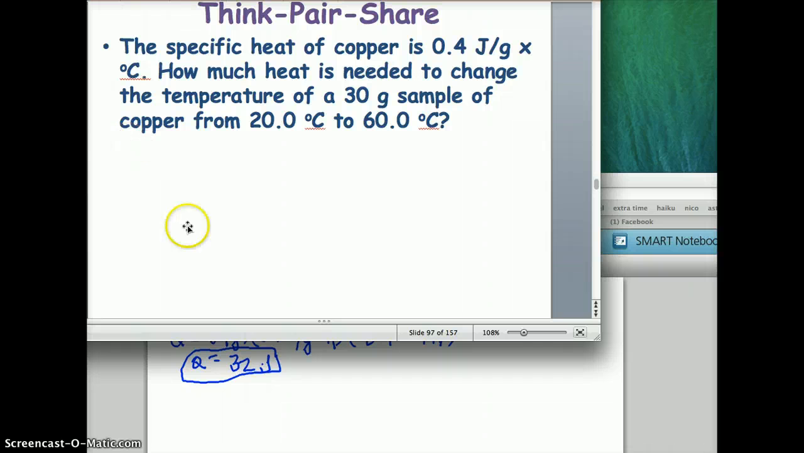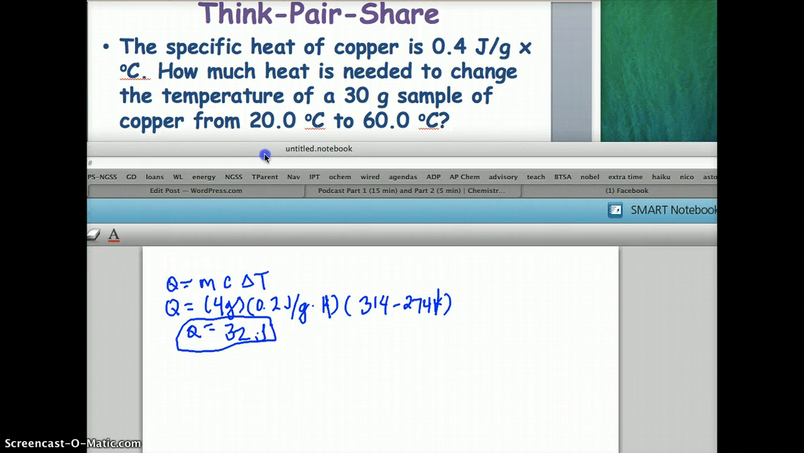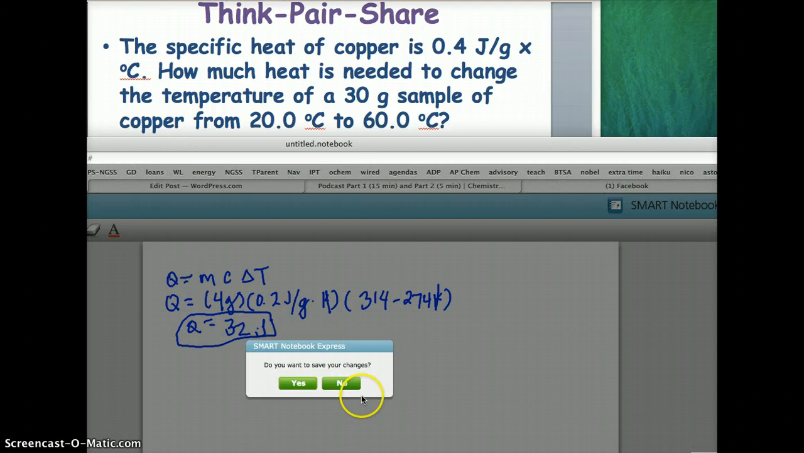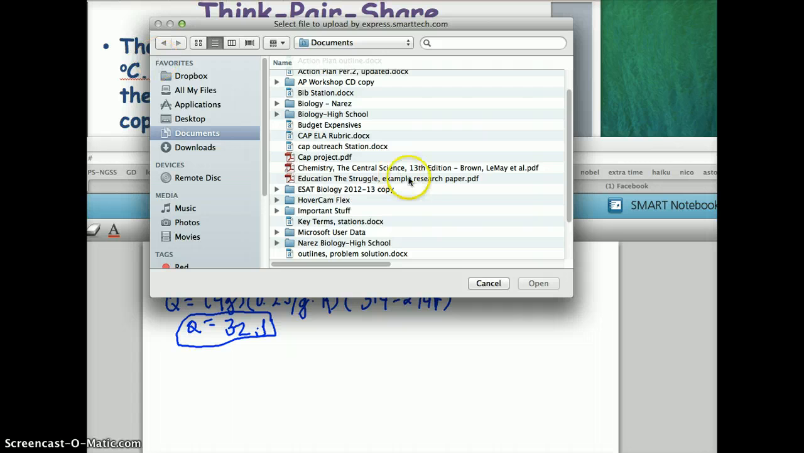So here we go. Let's do that. Here is our smart board. We're gonna start. No. How do you start another one?